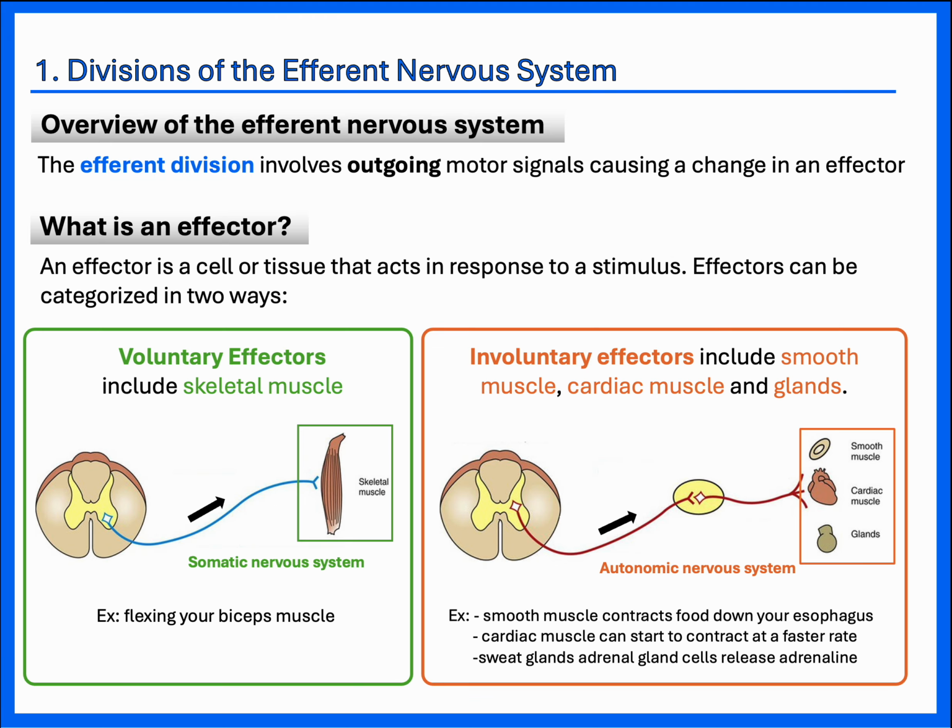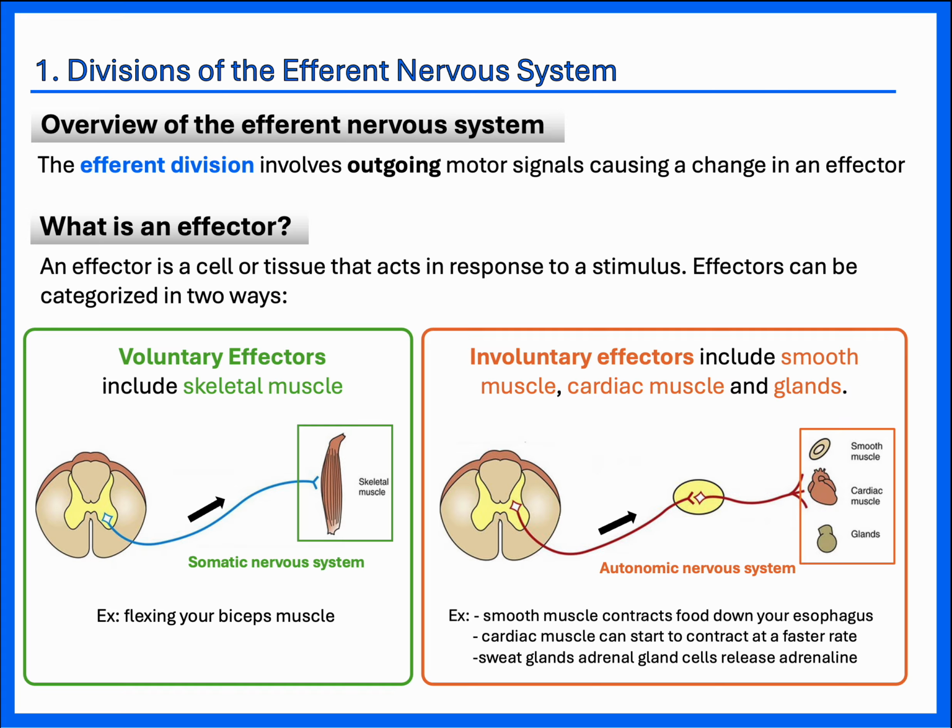So again, the overview of the efferent nervous system. Efferent, E means exiting, right? Efferent starts with an E, so exiting. Afferent meant to arrive to the CNS. Now we're exiting the CNS, efferent, okay? And so this is outgoing motor signals causing a change in an effector. So these are signals that are going down to move or squeeze something, okay?